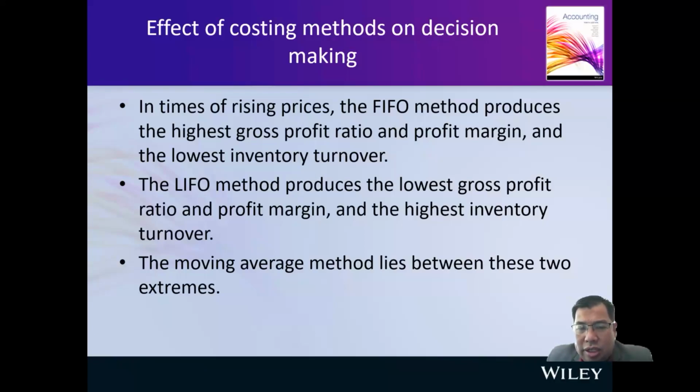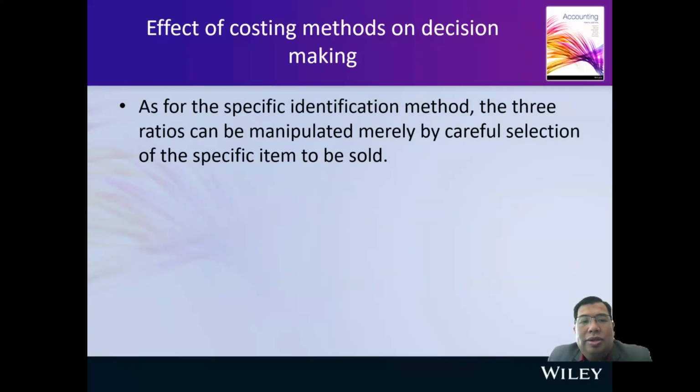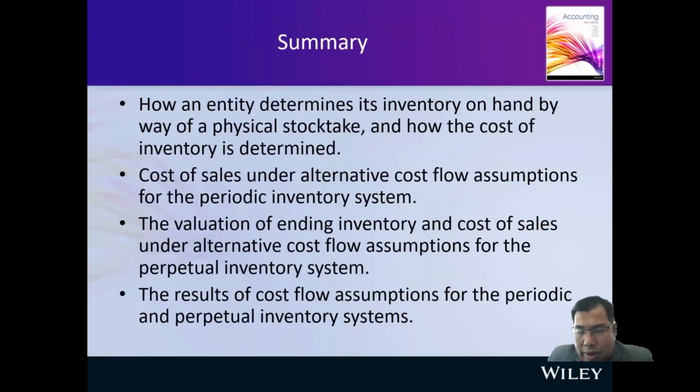So the moving average method lies between FIFO and LIFO. As for the specific identification method, the three ratios can be manipulated merely by careful selection of the specific item to be sold. Because of this, I can see certain countries have already restricted the use of the LIFO method. Maybe you can use the specific items method, moving average, or FIFO methods.